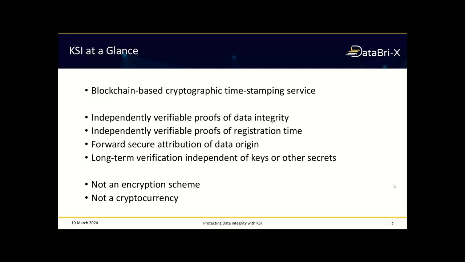In addition, KSI also provides a forward secure attribution of data origin. This is again a bit of a mouthful. What it means in plain English is that the token also records which client of the KSI service requested this particular token. So whoever requested the timestamp token on this data, it can be implied that this party also was in possession of the data. Otherwise, how could they have stamped it?